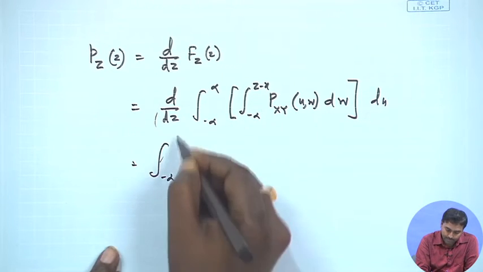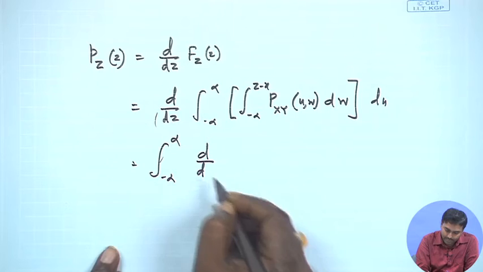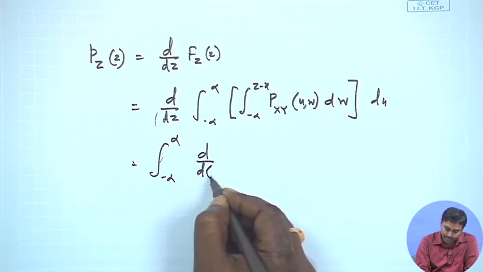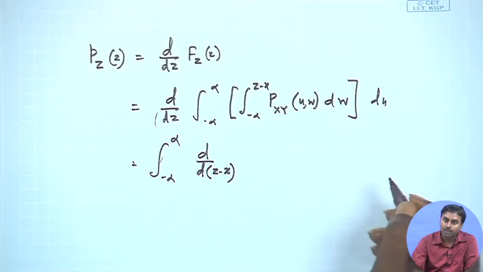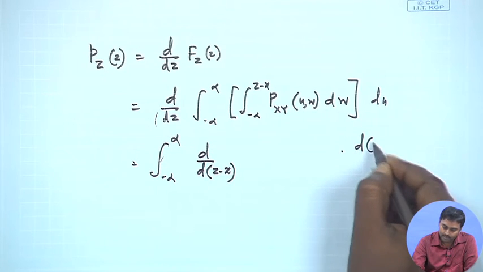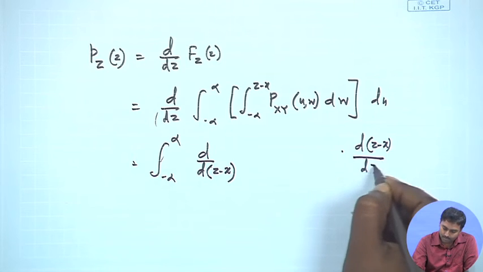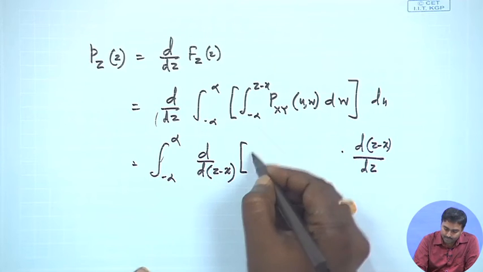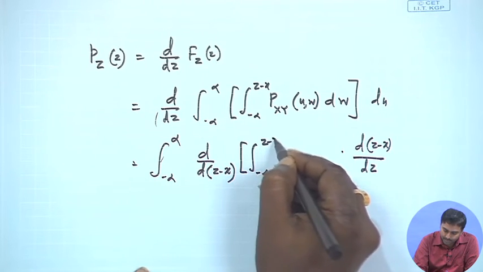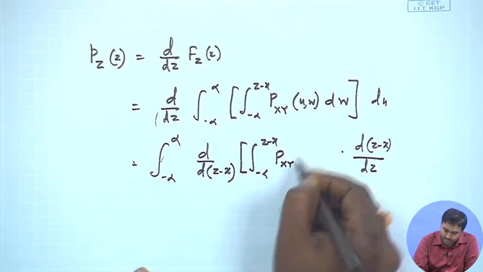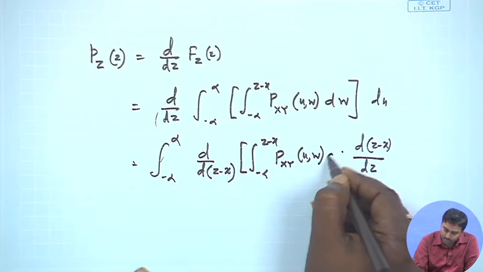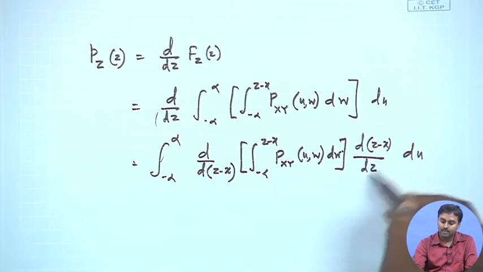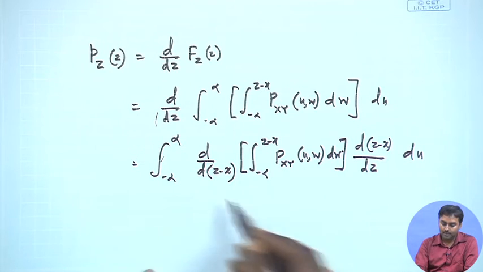So, I can write it minus infinity to plus infinity d/dz. Now, because the limit is z minus x, I will put that as d/d(z minus x). Of course, I can put a chain rule, so I can write this, no problem in that, and I will have this integration from minus infinity to z minus x of p_XY(u, w) dw. This is just one. Okay. What is this?